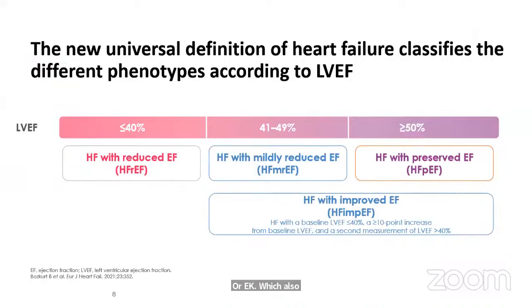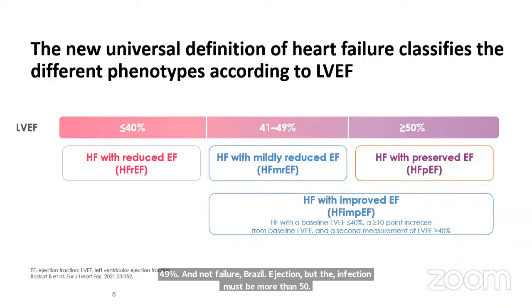I'm sure all of you know about this universal definition of heart failure based on LVEF. There are three main groups: heart failure with reduced ejection fraction, where the ejection fraction must be less than 40; heart failure with mildly reduced ejection fraction, with a range of 41 to 49%; and heart failure with preserved ejection fraction, where the ejection fraction must be more than 50.